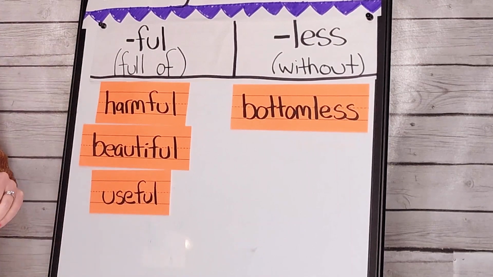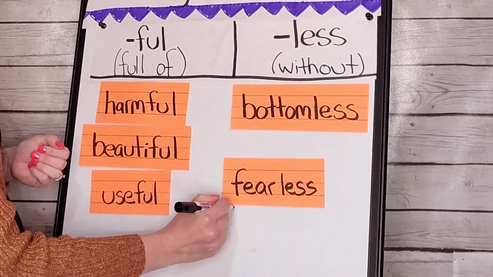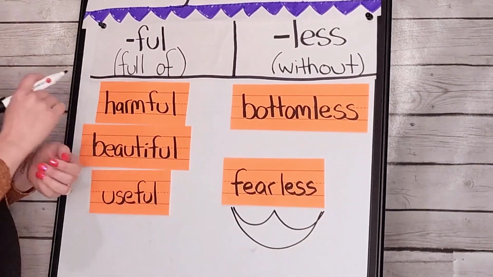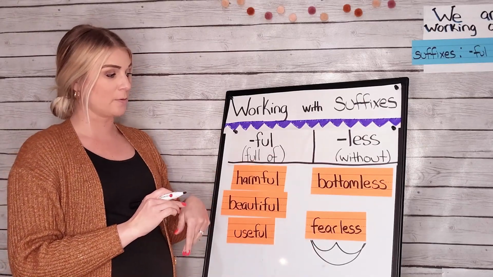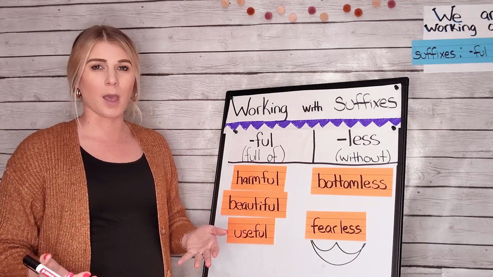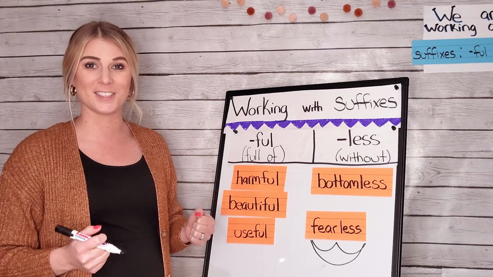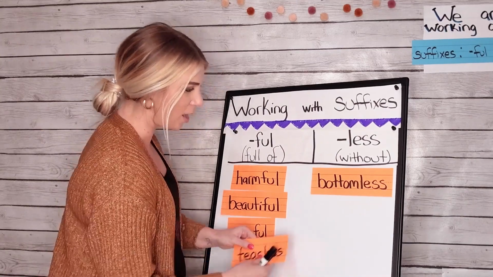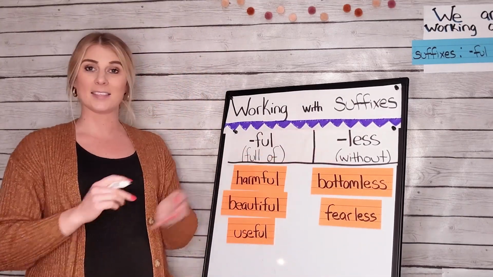It's time for our last word. Here we go. Here's our last word. Fearless. I see my less suffix, which means without. So if something is fearless, it is without fear. My brother was fearless as he crossed the Mackinac Bridge for the first time. Fearless. Readers, you did a fantastic job helping me read these words that end in our full and less suffixes.